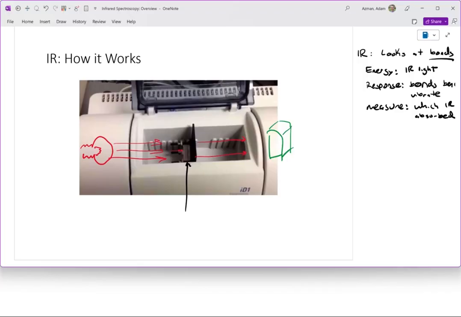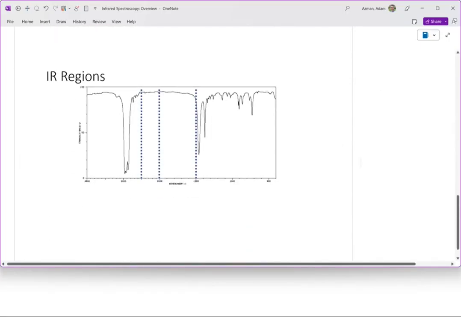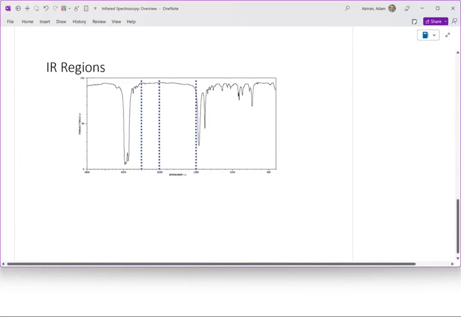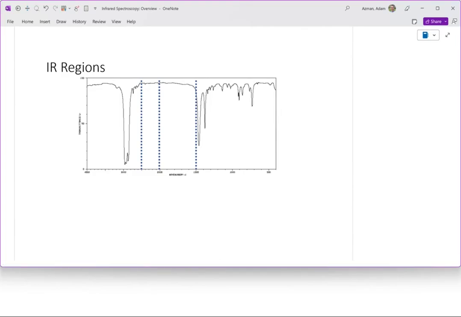Now, it's more sophisticated than that, but that's a broad overview. Again, if you take an instrumental analysis course, you'll learn more about how all of these things work. And this is generally what an IR looks like. So let me orient you to what an IR looks like.